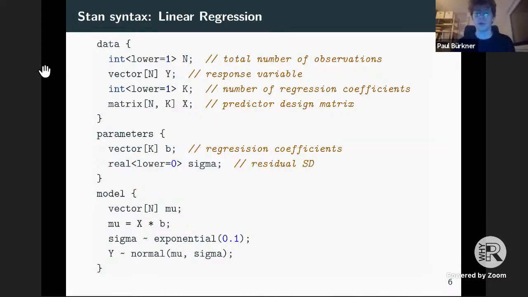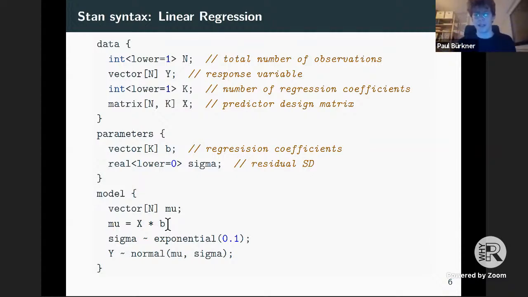In the parameters block, what we need for linear regression is a vector of length k of regression coefficients. I call that vector b for regression coefficients. And then we have an additional parameter, which I call sigma, the residual standard deviation of the likelihood, and it's a real value with a lower bound of 0. It's important that you specify those boundaries because sigma is supposed to be a standard deviation. It cannot be negative, so you need to tell Stan that there's a hard boundary at 0 so that it takes that into account.